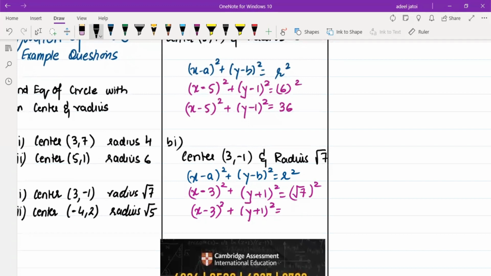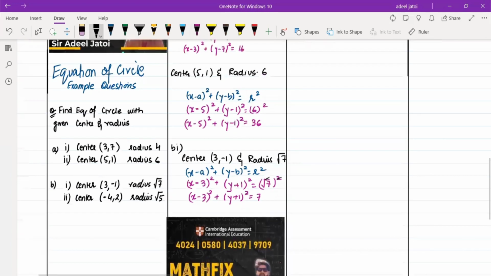under root 7 square. So the square and root are cancelled out. So your answer for this would be 7. So this is x minus 3 whole square plus y plus 1 whole square, which is equal to 7.